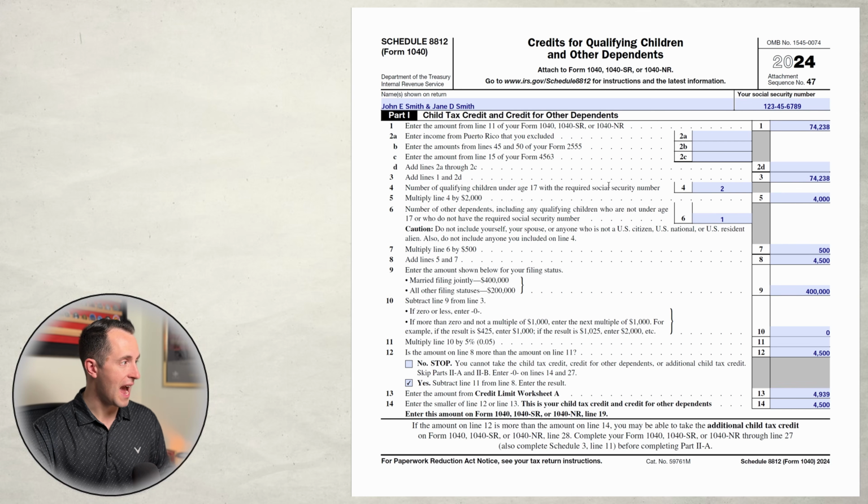Then 3 is just adding up 1 along with 2D. So we can just take the amount in this example of John Smith and Jane Smith that they made in the past year. It's going to be $74,238. We can just copy line 1 into line 3.